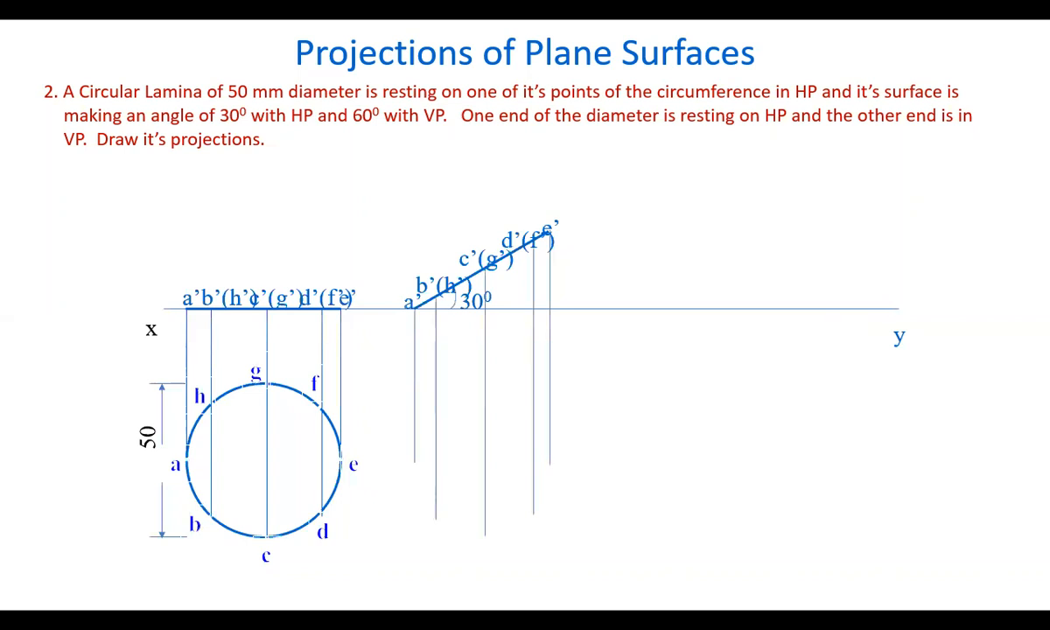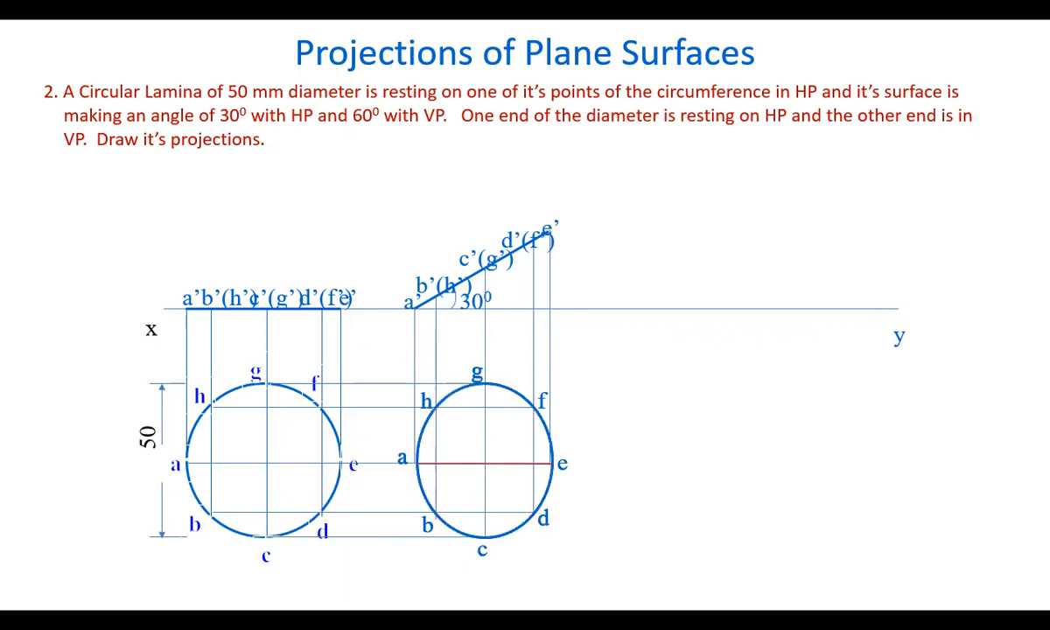Draw projectors from all the points and draw horizontal lines here from these points, and you get the number of intersection points. Join them by a smooth freehand curve like this. Now we are considering this diameter line AE. AE is making an angle of 30 degrees with HP.